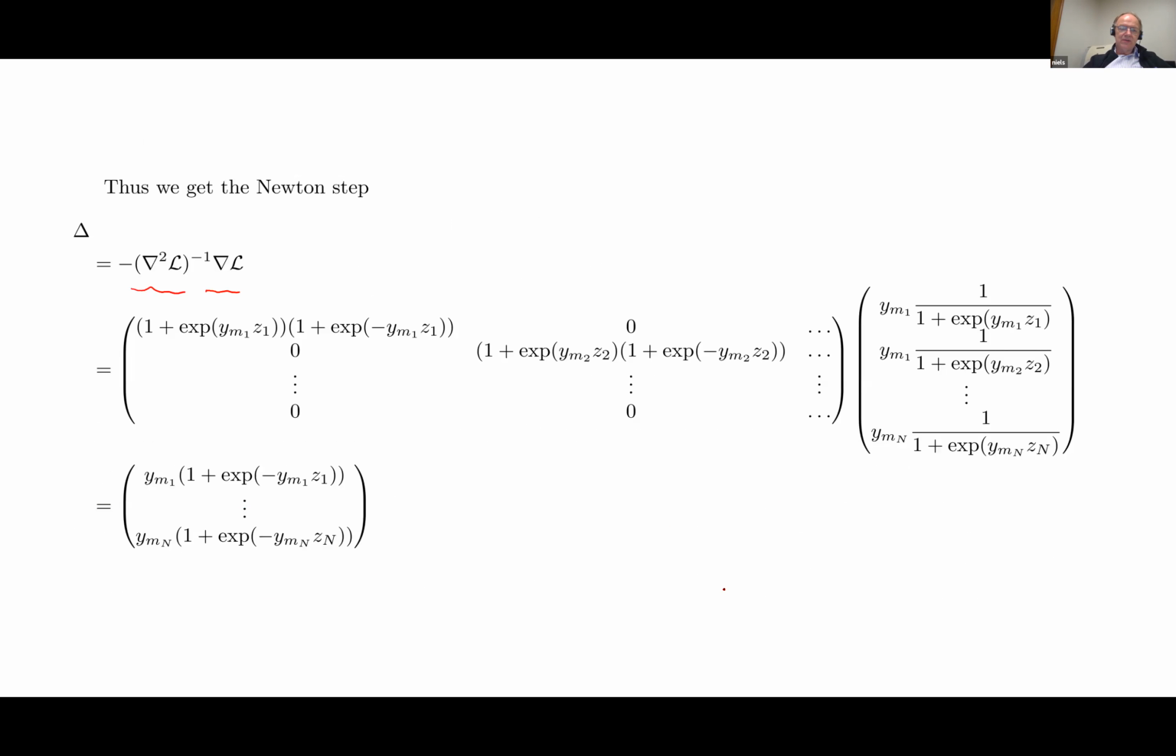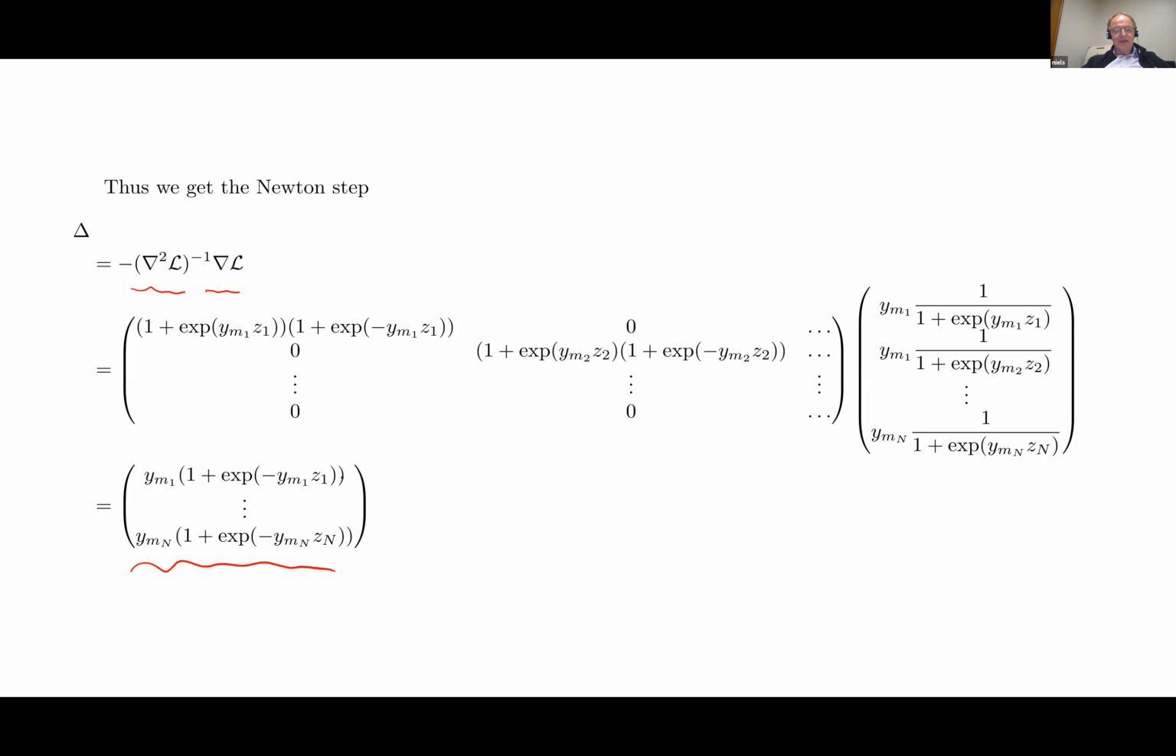So the Newton step here becomes this diagonal matrix times this, and if I compute this out, I get this vector here. The idea is that if I add these values to my z's here, then I'm going to lower the loss function, because that's what the Newton step does. It converges to the minimum of the loss function. So I'm going to lower the value of the loss function here.